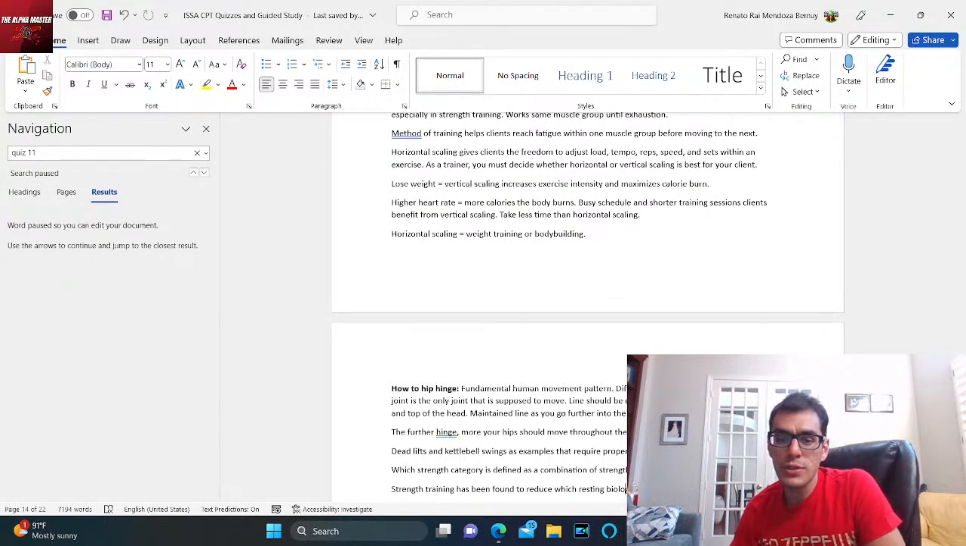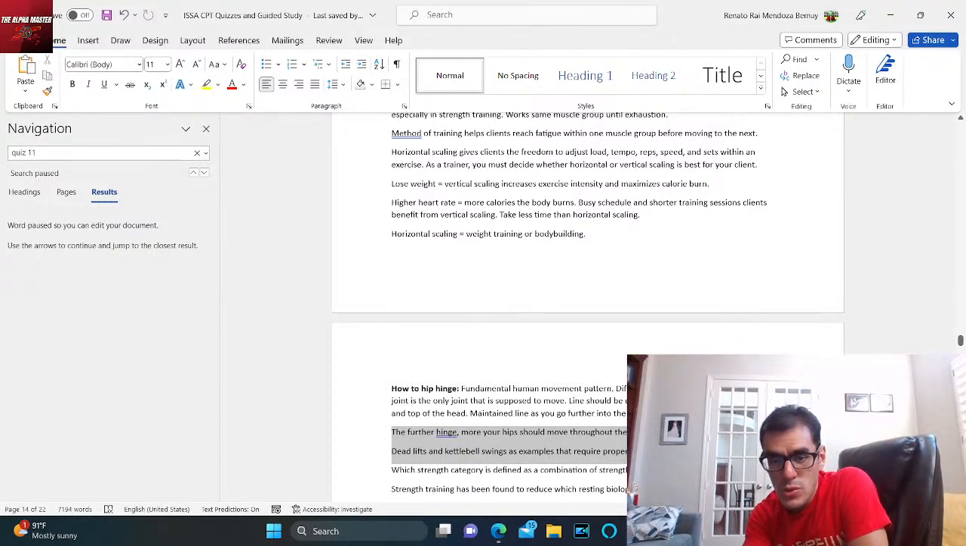The further the hinge, the more your hips should move throughout the back. Deadlifts and kettlebell swings are going to be examples that require proper hip hinges to perform properly.